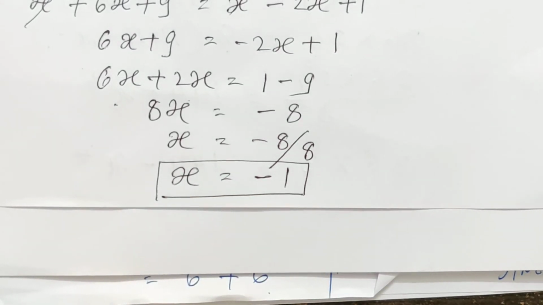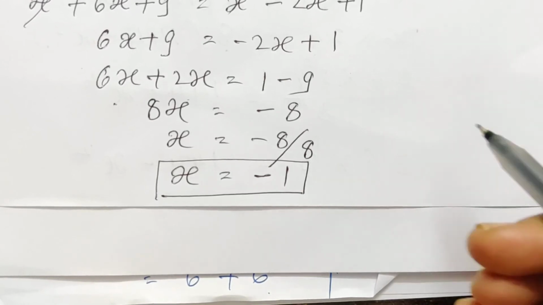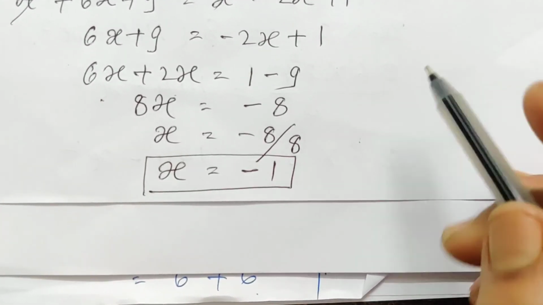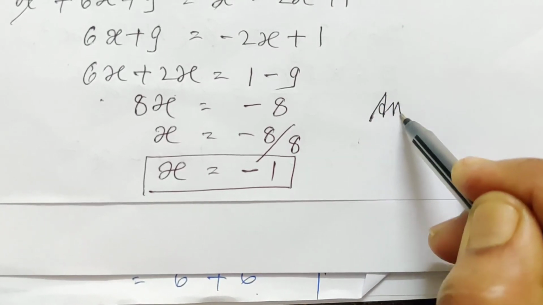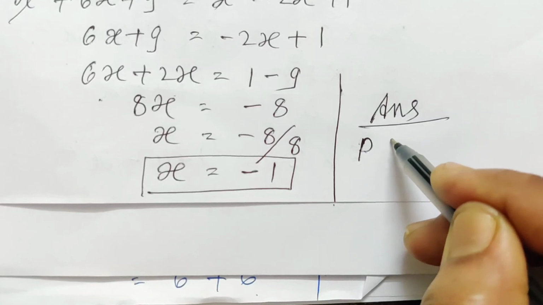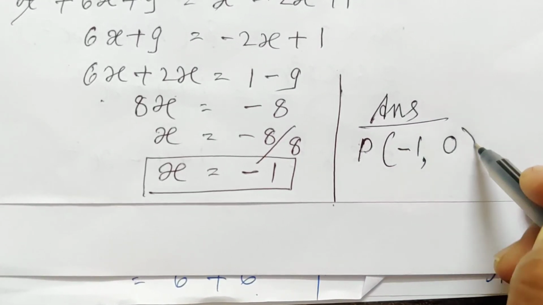So the x coordinate of the point P is minus 1 and the y coordinate is 0, because it is present on the x-axis, the y coordinate is 0. This way you can say the answer, I am writing it here. The coordinates of point P are minus 1 and 0.